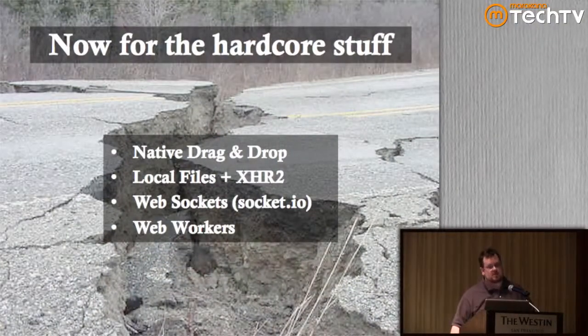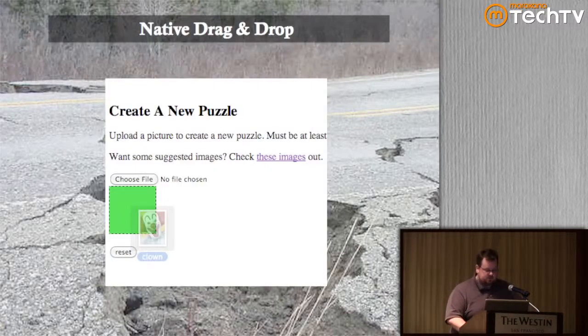We've got local file access. That's reading local files. We've got XHR2, which is a whole bunch of extensions. The one we'll talk about is actually being able to upload the file contents directly using an AJAX request. WebSockets using Socket.io, and then web workers.